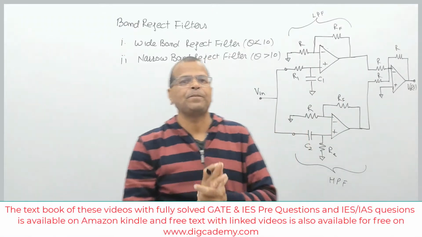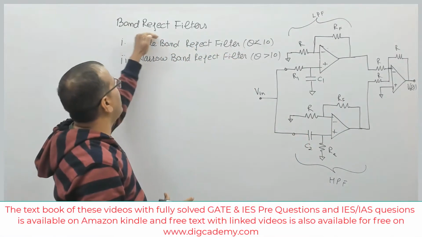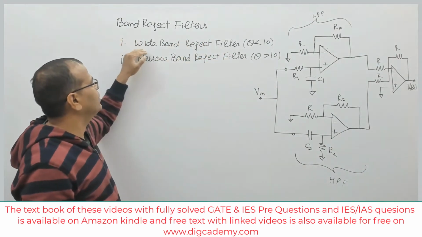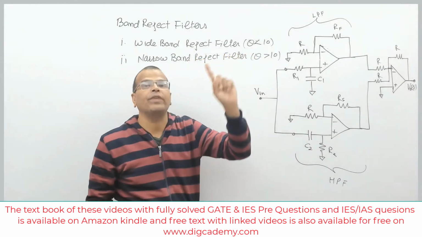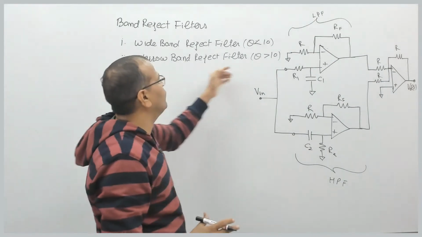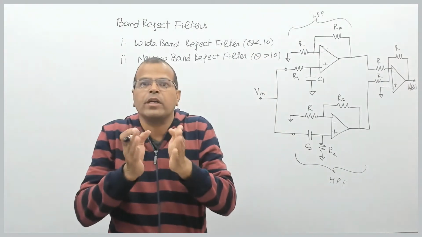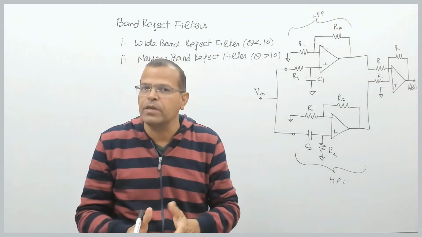Hello friends, now the next topic in active filters is the band reject filter. We have two types of band reject filters. One is called the wide band reject filter, which has a Q factor less than 10, and another is the narrow band filter, which has a Q factor greater than 10. Remember, there is no clear-cut boundary between a narrow band and wide band filter.